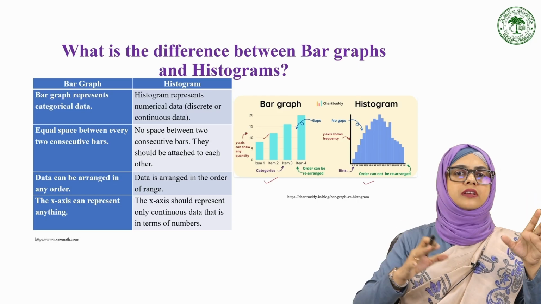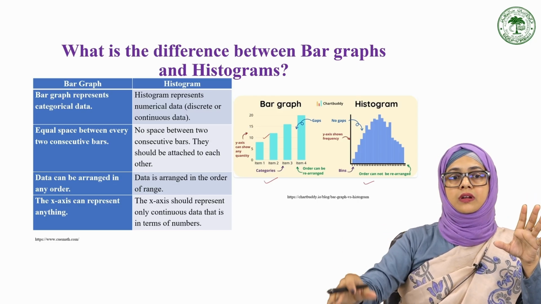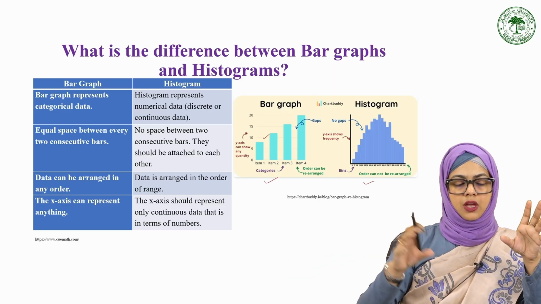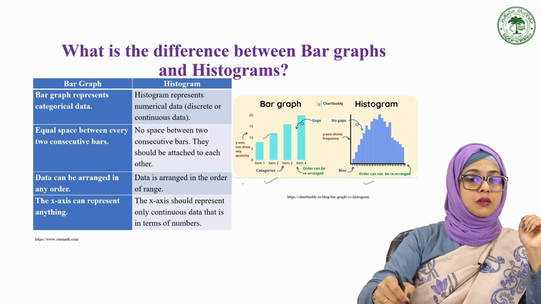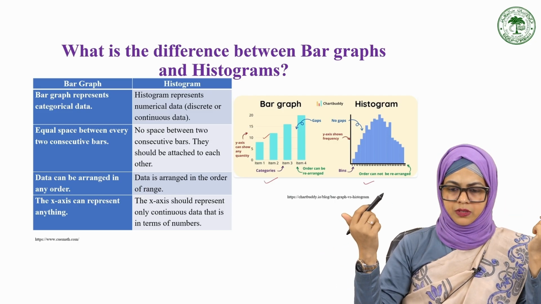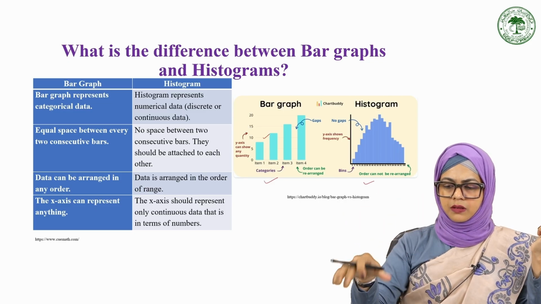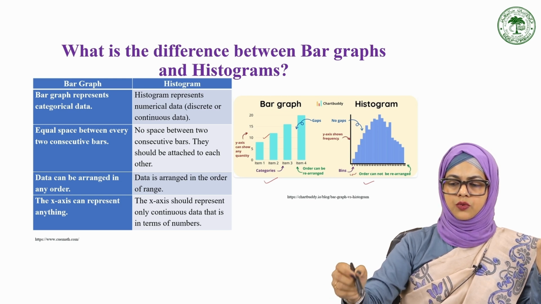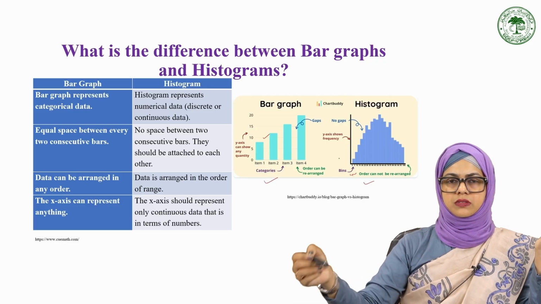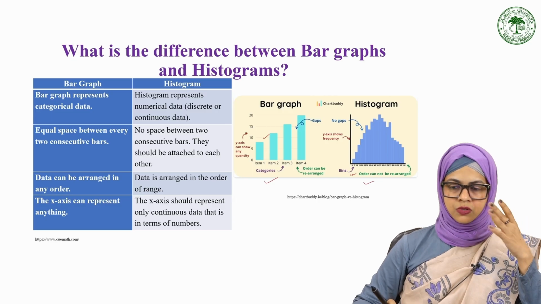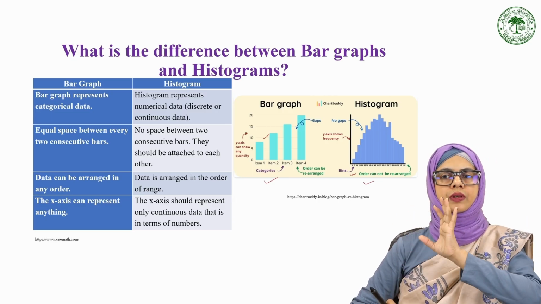And the data can be arranged in any order, right? But in a histogram, orderly arrangement is necessary. So data has to be arranged in order of the range. And the x-axis can represent anything in a bar graph, but in a histogram the x-axis should represent only continuous data, that is, in terms of numbers. Now this is the chart. You can see in this particular figure, these are the bins. The class intervals are present here, no gaps, and you have the y-axis which shows the frequency, and the x-axis which shows the class intervals. So this is how a bar graph and a histogram will look, right?